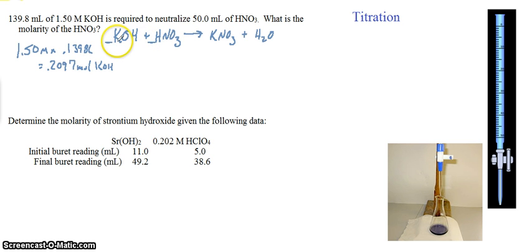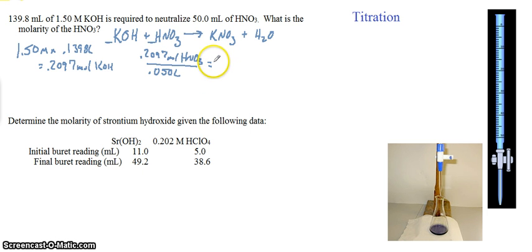So if I have 0.2097 moles of the KOH, I know that that reacted with exactly 0.2097 moles of HNO3. So going backwards, I had 0.2097 moles of HNO3, and I know that was contained in 50 milliliters of HNO3, or 0.050 liters. If I take the number of moles divided by the number of liters, I'm going to get the concentration of my unknown, which is actually what I'm after here.